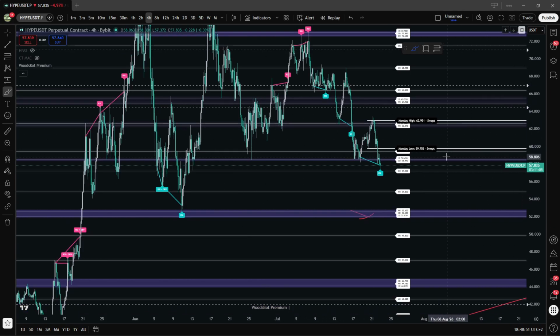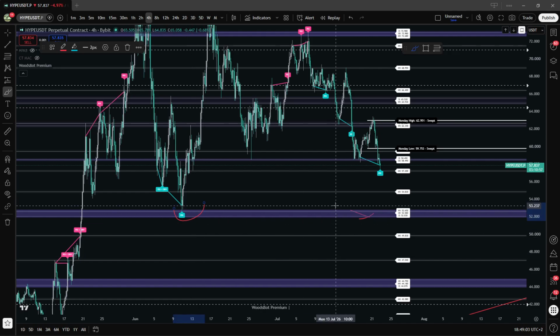But that's just my trading style. I like to play extremes. I like to be patient and wait for extremes. And the extremes would be, for example, a sweep of this low and close above, and this would be a super good long with tight invalidation.